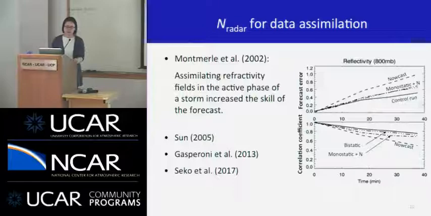So they assimilate refractivity and they found the result they can adjust the low level moisture and get better QPF and better distribution for the moisture. For example, this is a forecast error of the reflectivity, which is the precipitation echo in time.